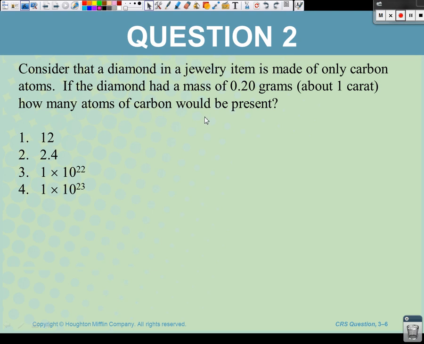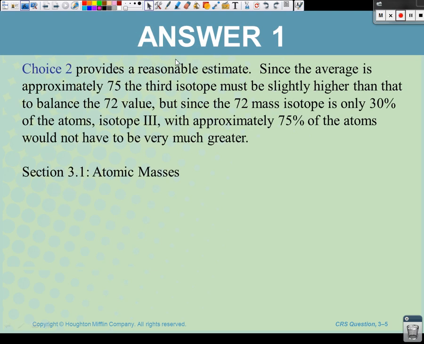I do want to throw this at you real quick, because they do it without any math. They say provide a reasonable estimate. Choice 2 provides a reasonable estimate, since the average is approximately 75. Do you agree it was 75 point something? The third isotope must be slightly higher than that to balance the 72 value, but since the 72 mass isotope is only 30% of the atom's, isotope 3 with approximately 75% would not have to be very much greater. Does that make sense logically?